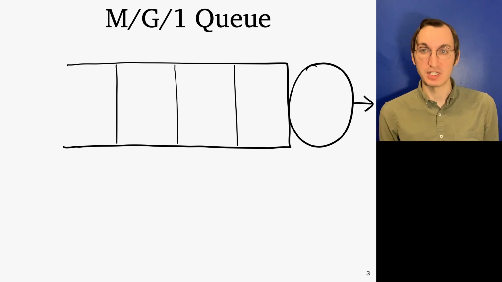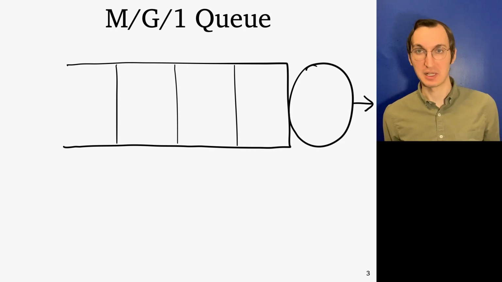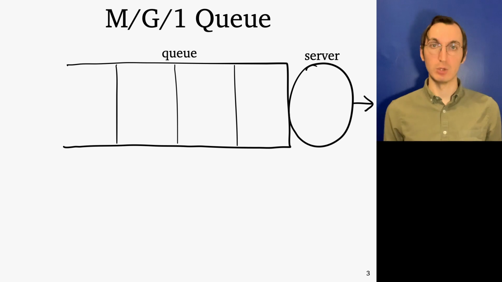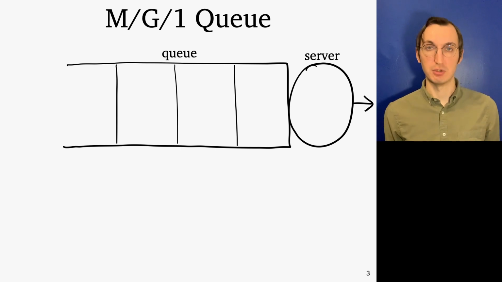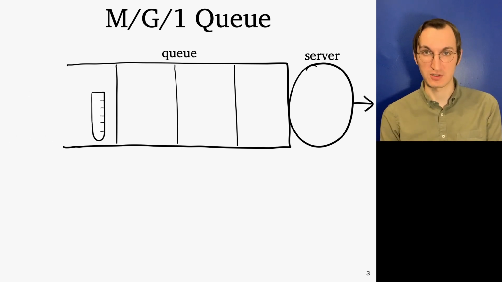So the M/G/1 is a classic single server queuing model. It's got one server, which can serve one job at a time, and a queue, which can hold any number of jobs waiting for service.